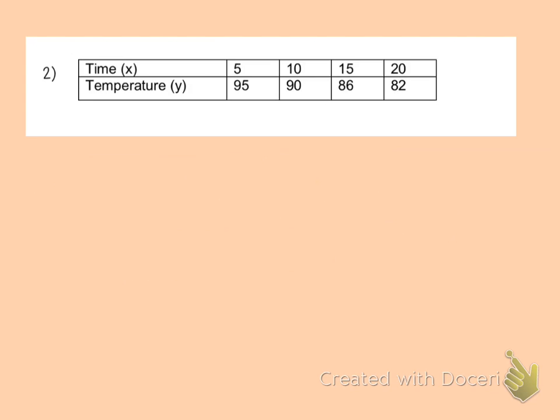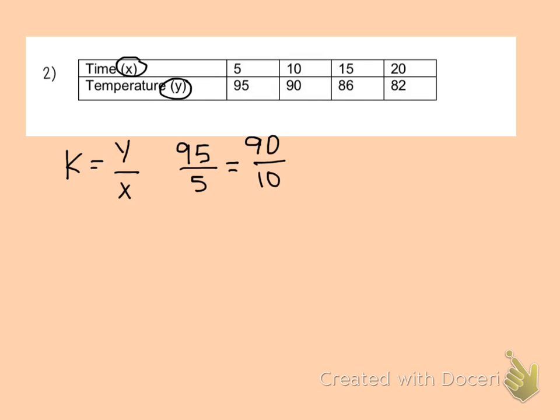Let's try another one. So let's look at this table. Again, we're looking at k equals y over x. Okay, so y is the second number and x is the first number. Y over x, we would write 95 over 5. And it's important that you write all the ratios down before you get started to show your understanding of what we're doing here. 90 over 10. Our next pair would be 86 over 15. And then your final pair would be 82 over 20.